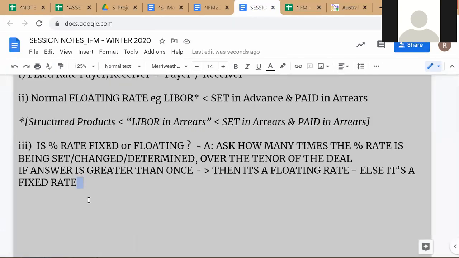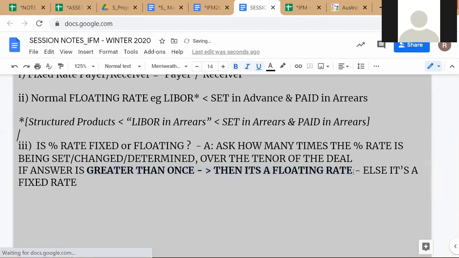So the question is, how many times is the rate being set or changed or determined? Which means there is a process to redetermine the rate, but the redetermined rate could theoretically be the same as the previous rate. That is a possibility you have to account for, which means there's no movement in the market. But the point here is that there is a process to change or redetermine that rate. That's what makes it a floating rate. If the answer is greater than once, then it's a floating rate. That's basically mechanical.